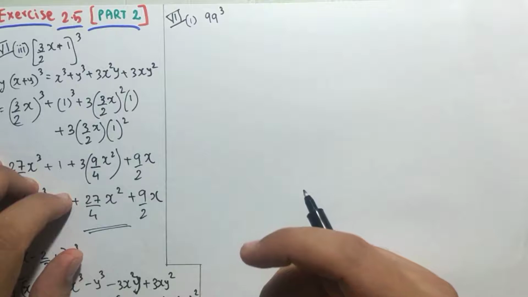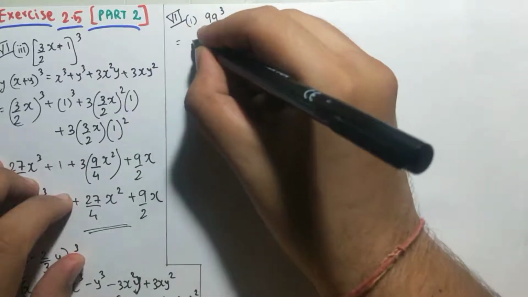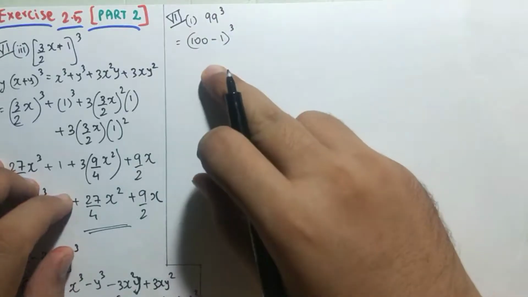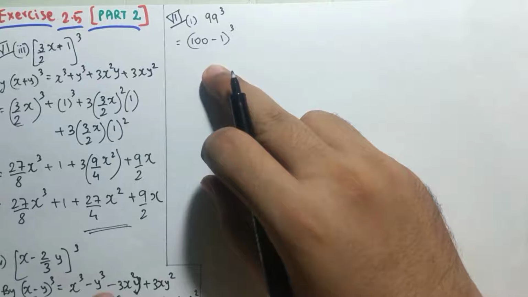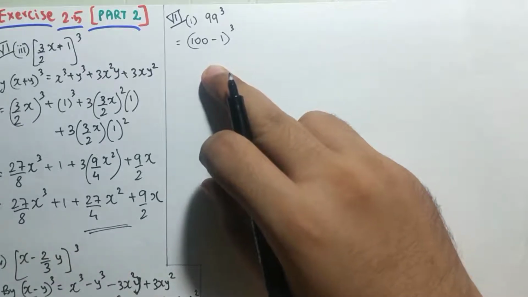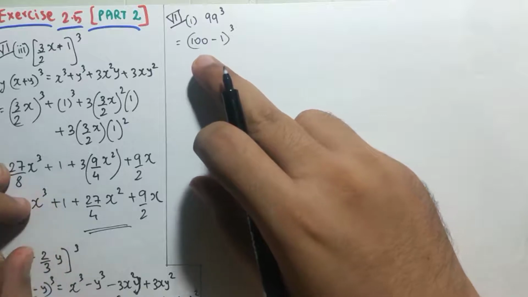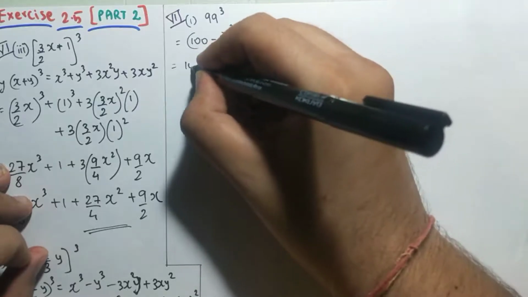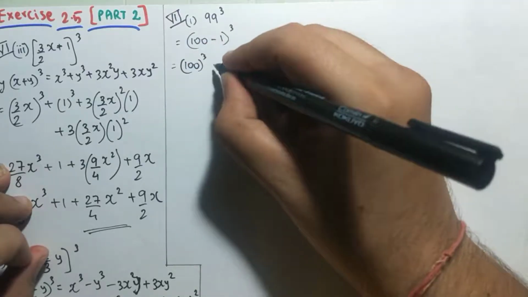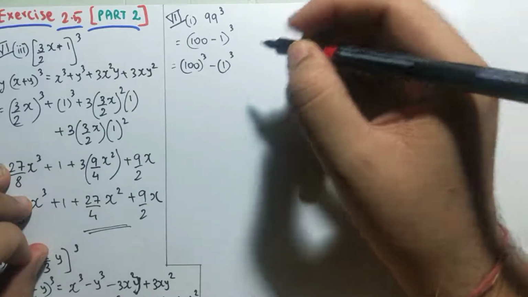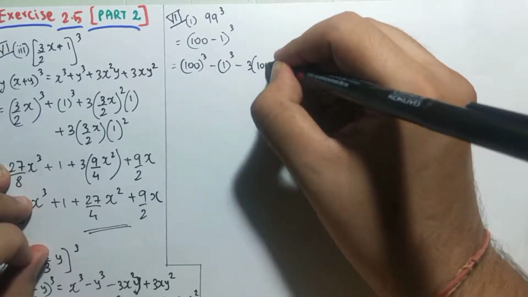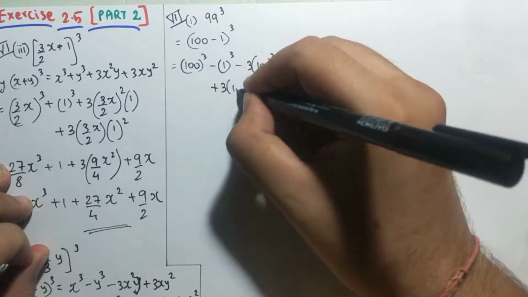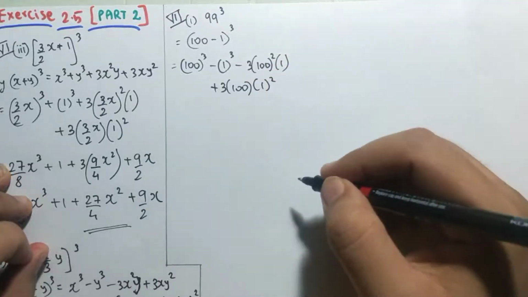We'll use an identity. This 99 can be written as 100 minus 1 whole cube. I'm not writing the identity which I'm going to use; you know which identity I'm going to use. But in an examination, you have to write which identity you are using. So this is x minus y the whole cube. What is x minus y the whole cube? That is x cube, the first term cube, minus second term cube, minus 3 into square of first term into second term, plus 3 into first term into square of second term.